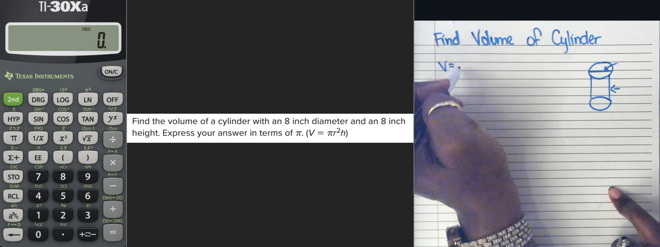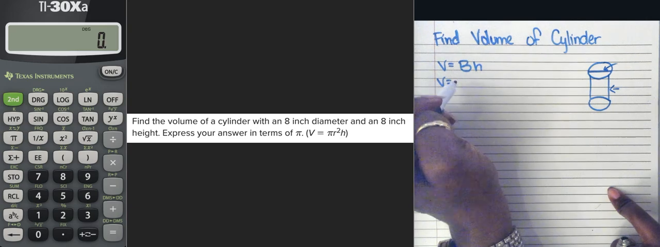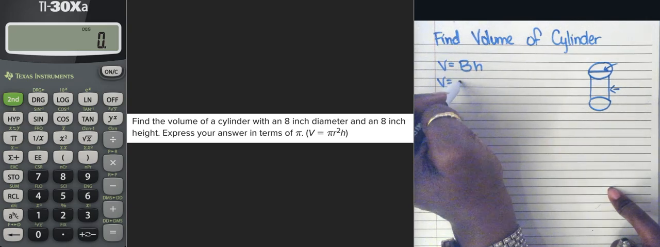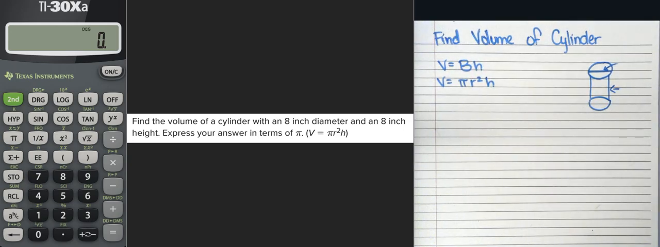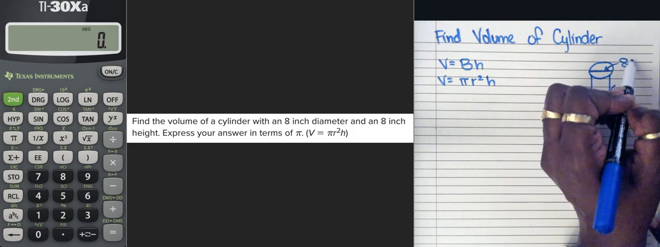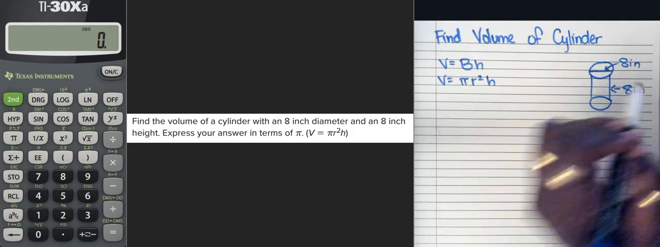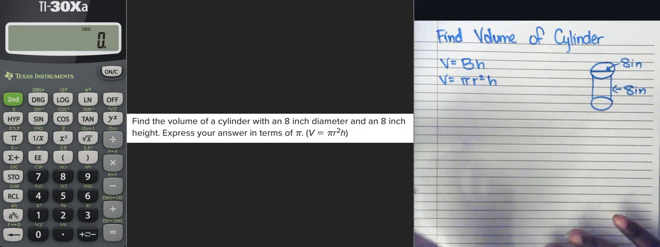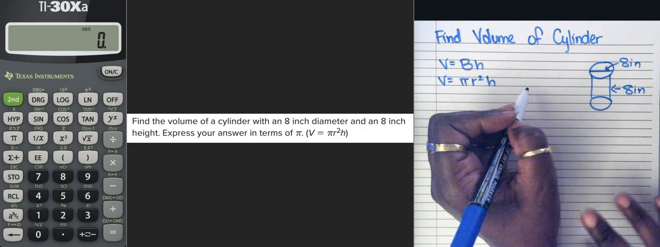So remember that the volume is going to be the base times the height. When we say the base, we're just basically saying the area of the circle. And remember, to find the area of the circle, you are looking for pi times the radius squared, and then you're going to multiply that by the height. So in this case, our diameter is going to be 8 inches, and our height is going to be 8 inches.